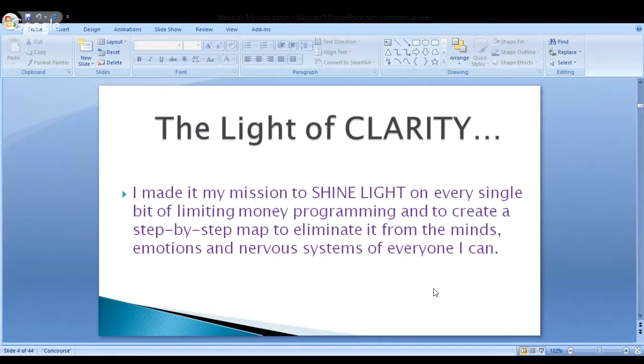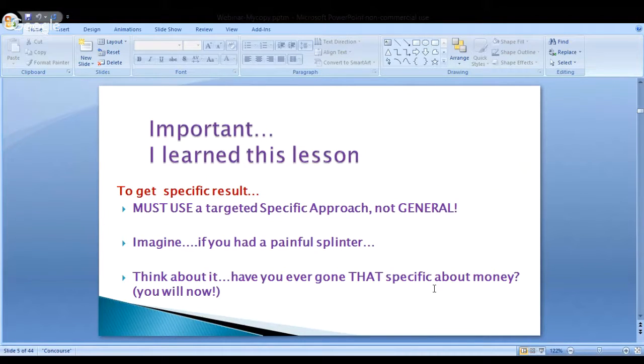So lack of money, I think... people say the love of money is the root of all evil. I actually say the lack of money causes people to make choices which bring a lot of evil into their lives. So that's the reason why I have such a profound love for clearing energy, especially money blocks.